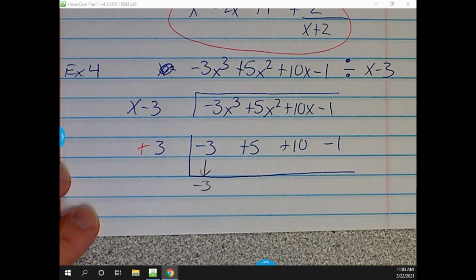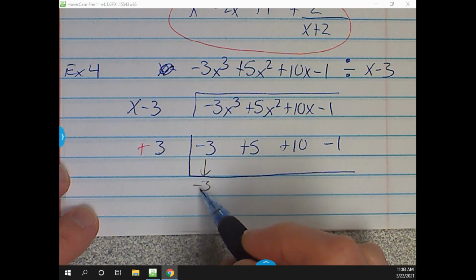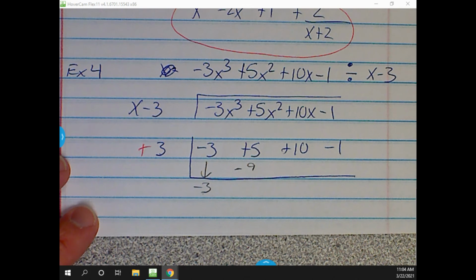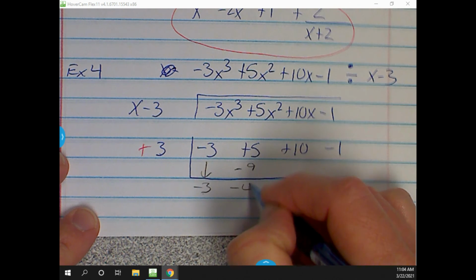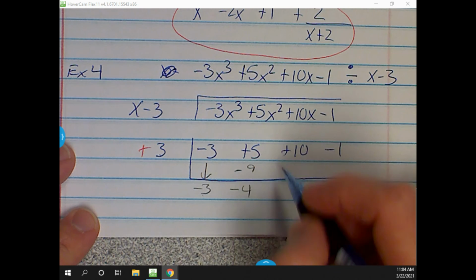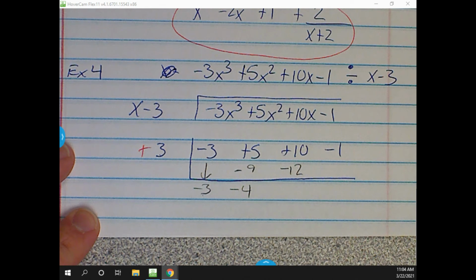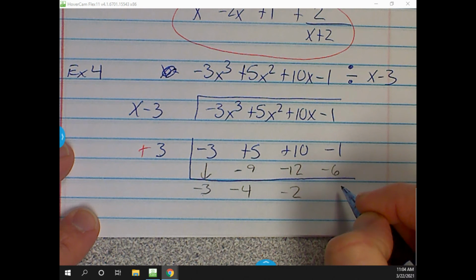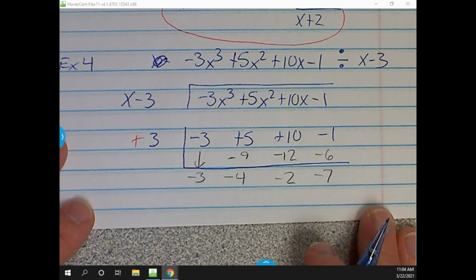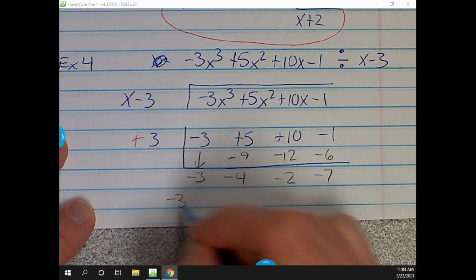So again, bringing down the first number is -3. So you've got 3 times -3, which would be a -9. We've got 5 minus 9, which would be -4. So then we're going to do 3 times -4, which would be -12. 10 minus 12 is -2. And then 3 times -2 is a -6. And -1 minus 6 is a -7. All right, so the final answer there would be -3.